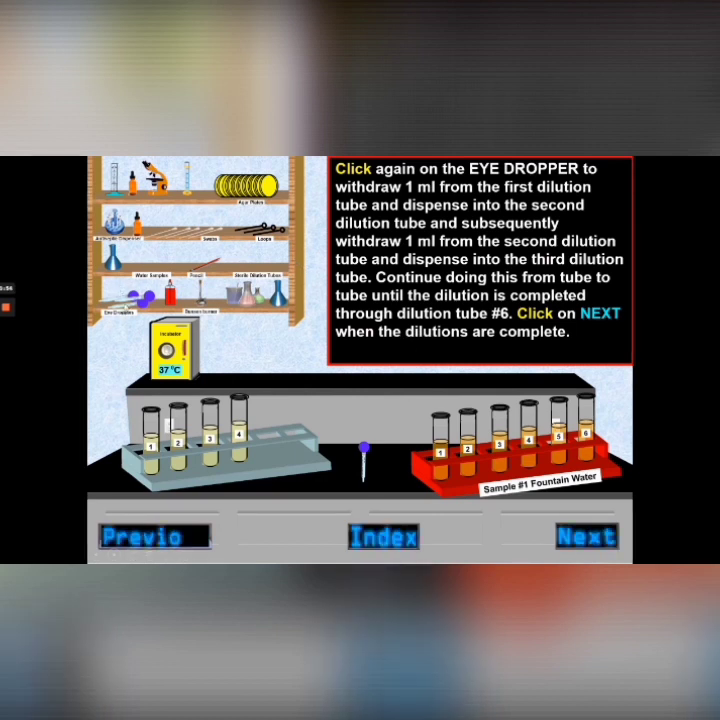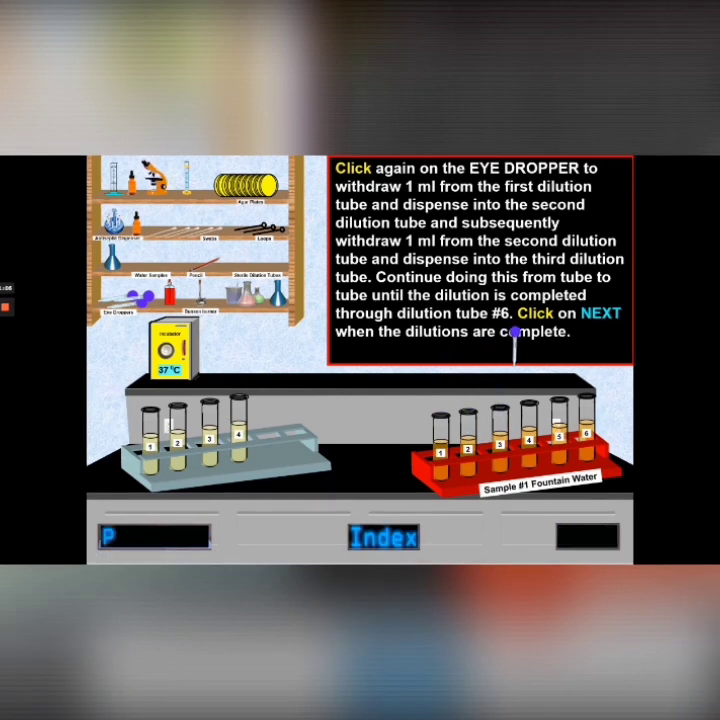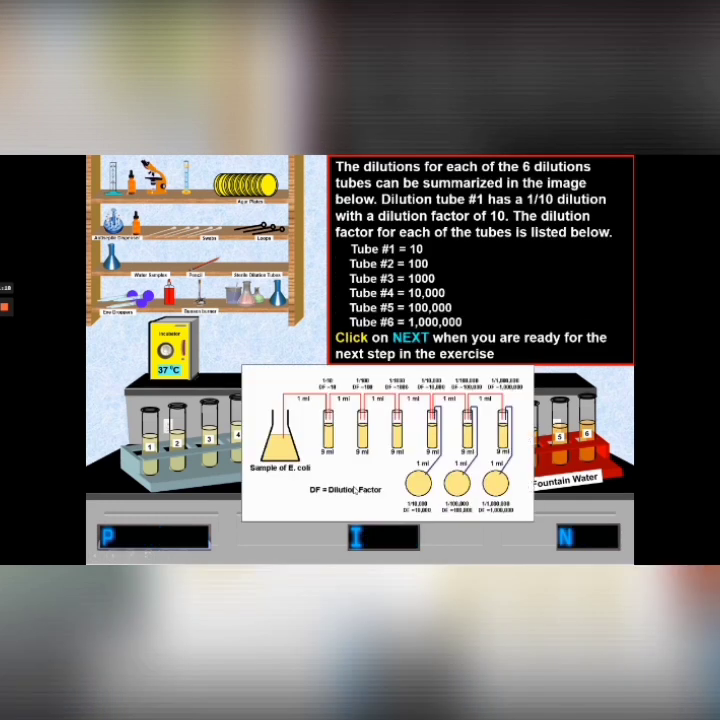Again we will click on the eye dropper. Okay, we can use the same thing. Here you can see we are taking about 1 ml each and transferring it. Then we have to click next.